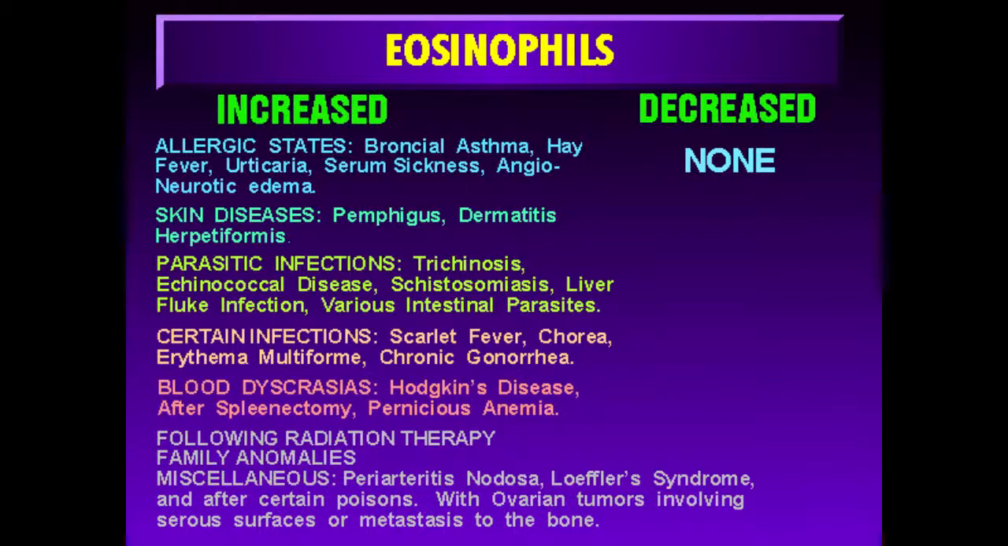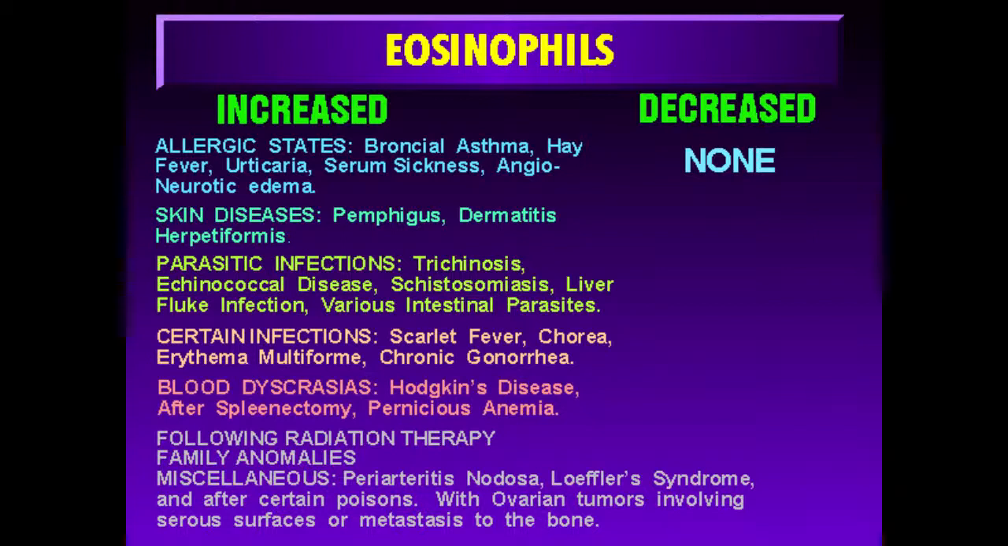It is also increased in parasitic disease such as trichinosis, echinococcal disease, schistosomiasis, infestation with liver flukes, and also some intestinal parasites. Specific infections such as scarlet fever, chorea, erythema multiforme, and chronic gonorrhea, blood dyscrasias like Hodgkin's disease after a splenectomy, and pernicious anemia, especially after raw liver therapy.